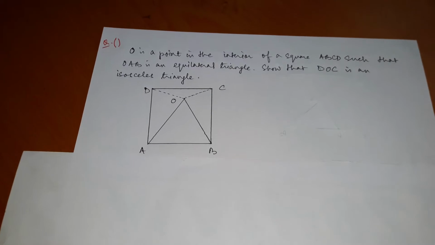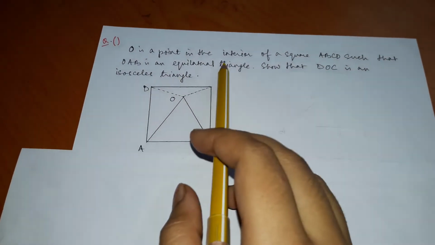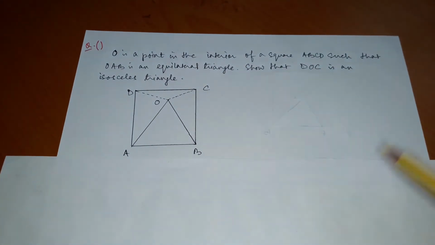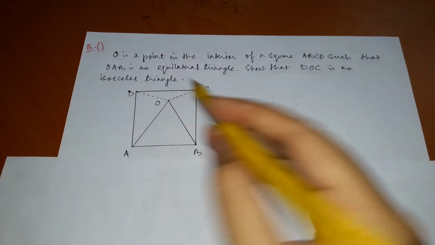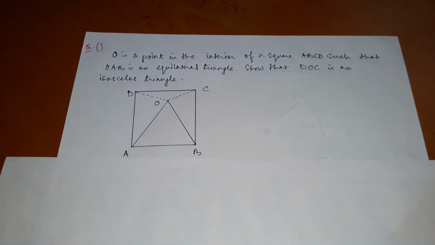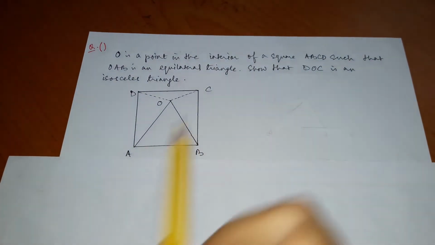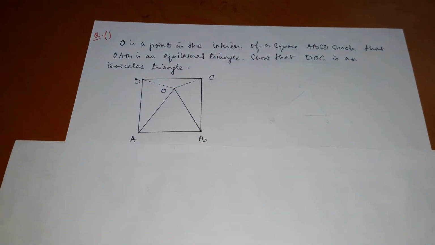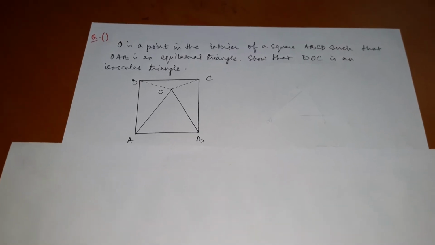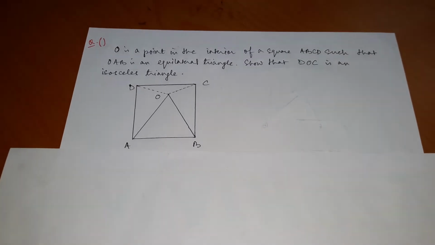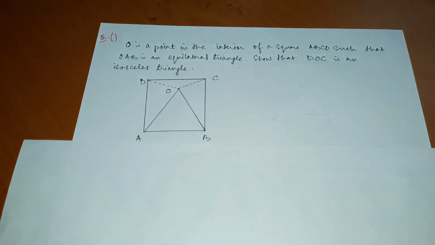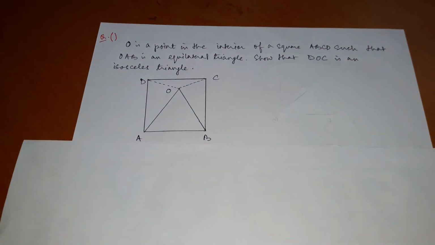ये भी एक प्रूफ है. O is a point in the interior of a square ABCD such that OAB is an equilateral triangle. Show that DOC is an isosceles triangle, and this is our given figure. So please try it out. Try out this proof.